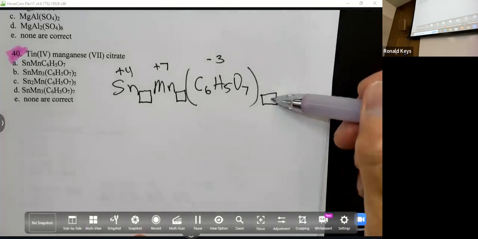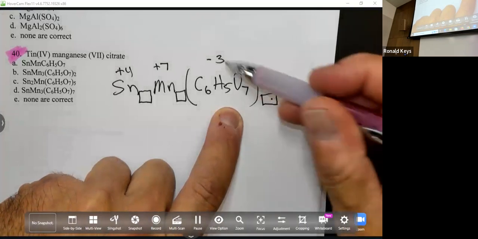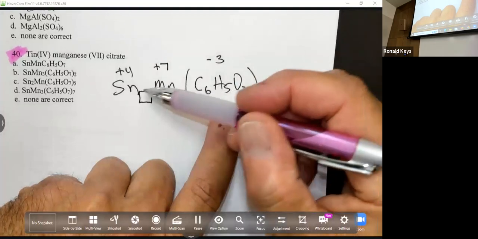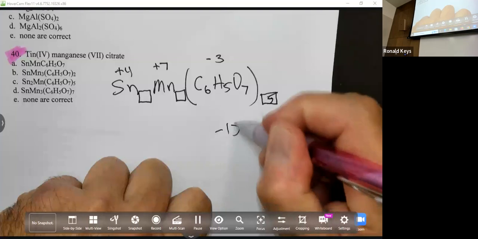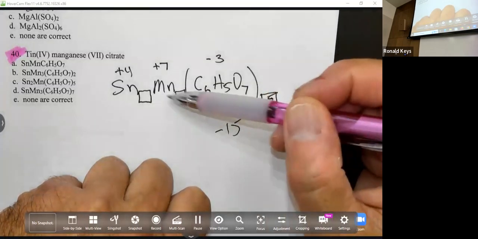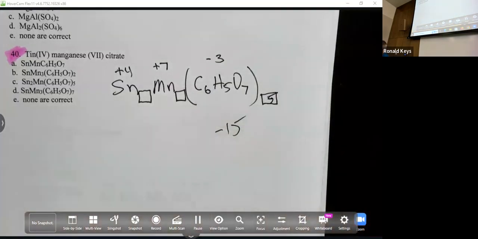So if I put a three there, I'd have a negative nine. That won't work. Right? If I put a 4 there, I'd have a negative 12. Can I get a positive 12 out of these? No. If I put a 5 there, that gives me negative 15. Can I get a positive 15 by putting 1s or 2s or 3s or 4s in these? Yes. So that will help you finish out number 40.